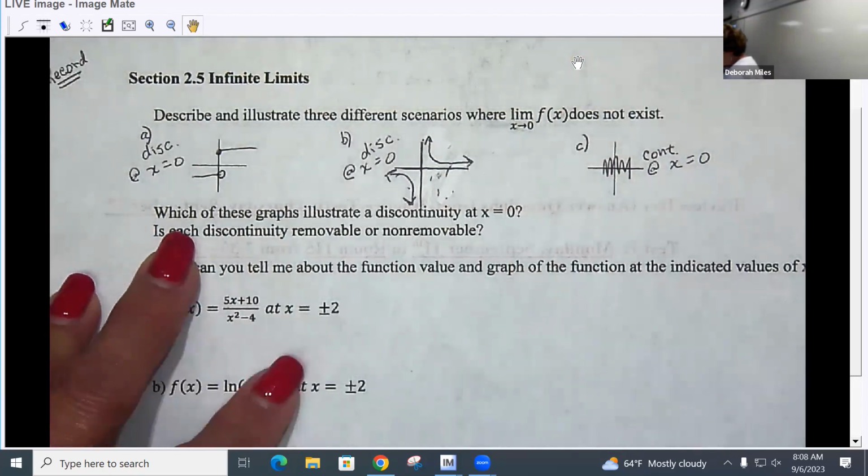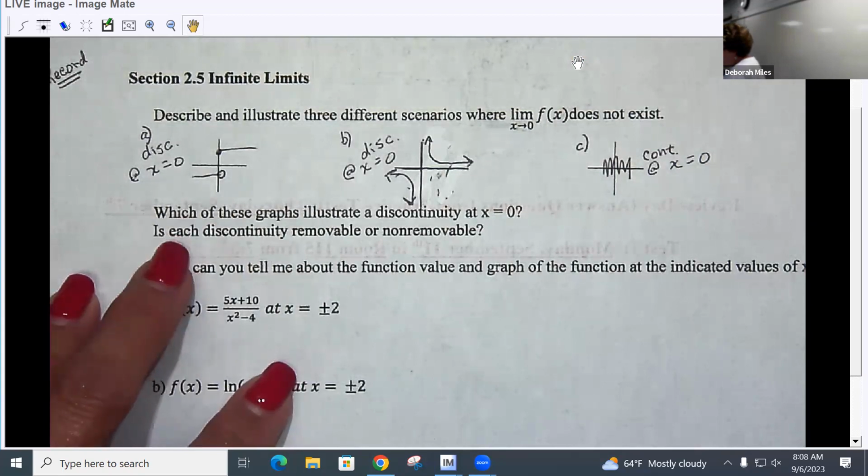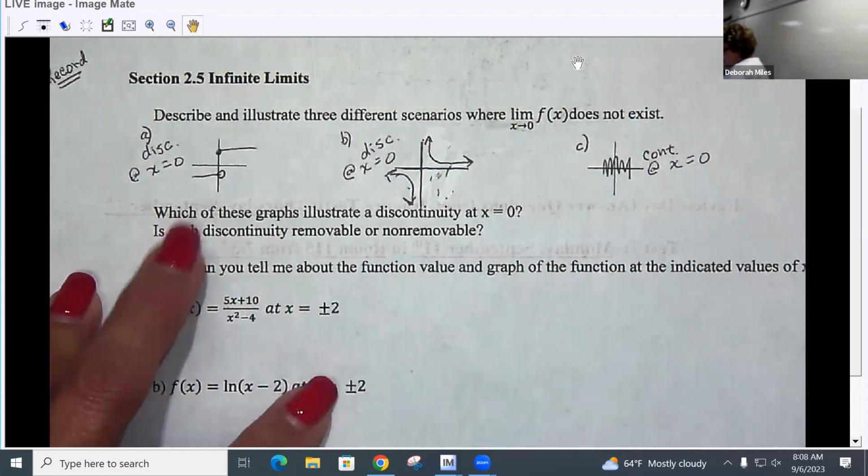How did it get different than what mine printed? I have no idea. Okay.